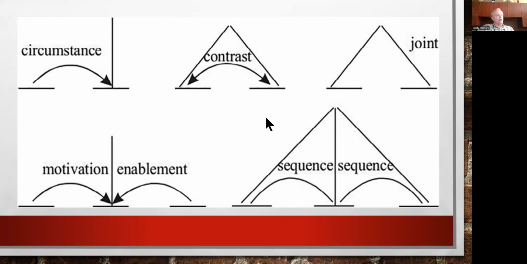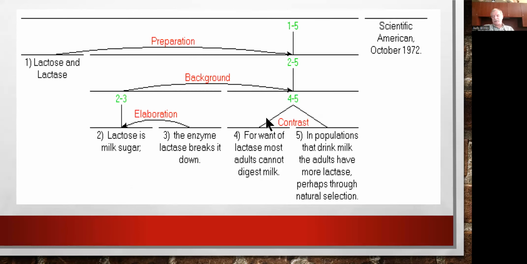Now let's look at a little longer text. Not a terribly longer text, but a single text that is a single concept. And the title of this text is Lactose and Lactase, found in Scientific American, October 1972. The units 1, 2, 3, 4, 5 are the EDUs.